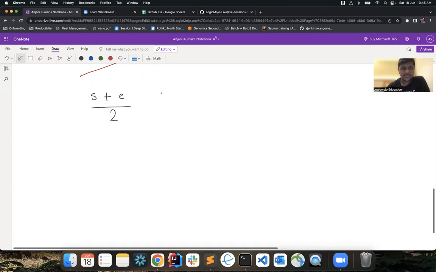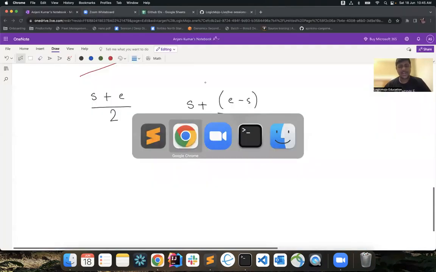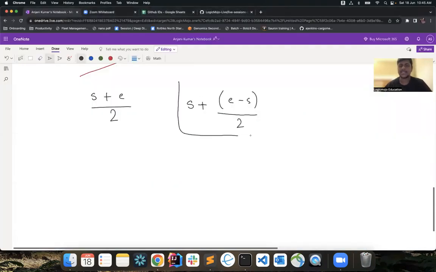Now, suddenly, what I did was start minus... start plus end minus start by 2. This is what I wrote here, right? In this particular code, this is what I wrote, start plus end minus start by 2. So now, why did I go into this trouble of writing this? Because if everything was already working in this scenario, then I shouldn't have made it complex.